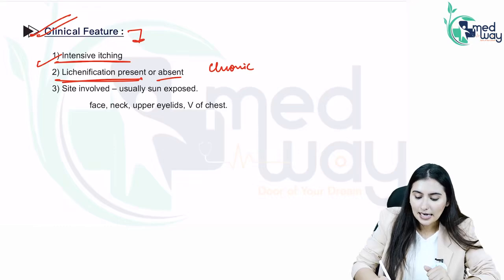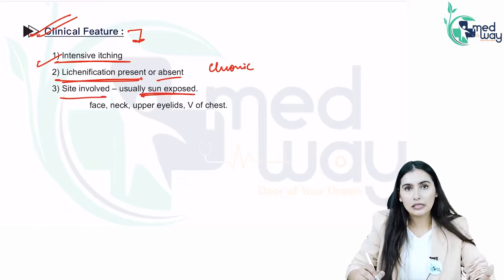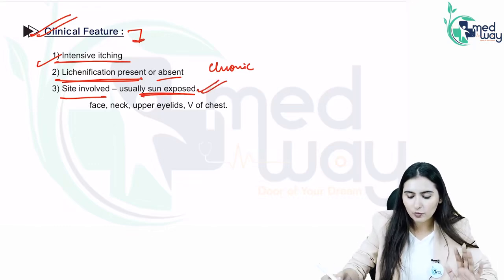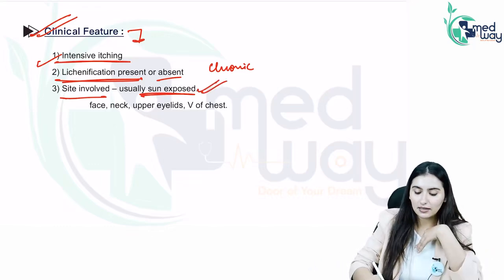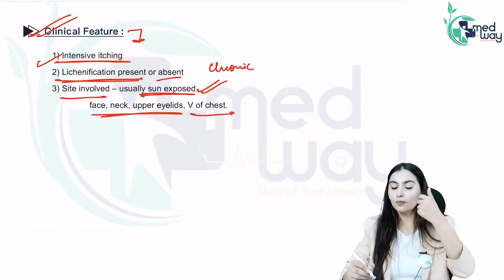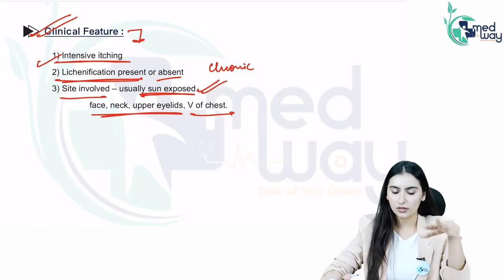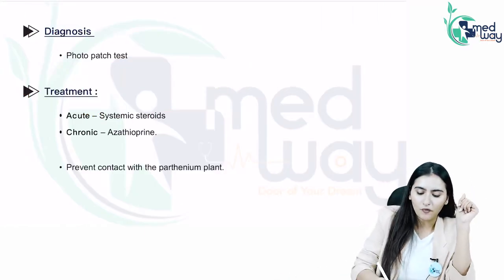Okay? Sites involved are usually sun exposed. Why? Because it is photo. Sun is involved. So that is why sun exposed areas are involved. That can be the face, the neck, the upper eyelids. V of the chest is going to be involved. So this is where the person is going to have the symptoms. Diagnosis is going to be a photo patch test.